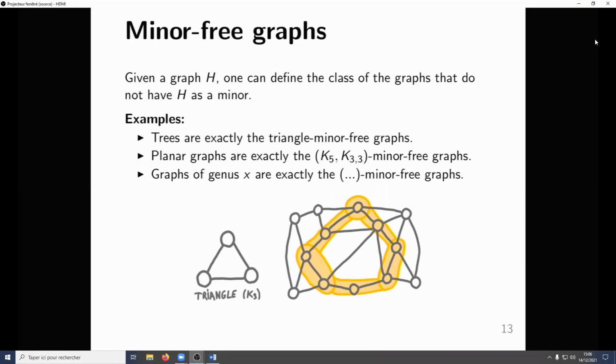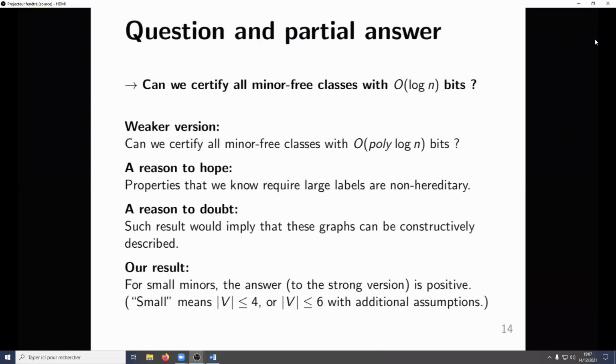So now that we have this notion of minors, we are interested in the graph classes that are the graphs that do not have some minor. For example, the graphs that do not have this K5 hidden in there. That's a nice generalization of what we know. So now there is this big question: is it true that we can certify in log n bits all minor-free graph classes? A weaker version would be polylog n instead of log n.